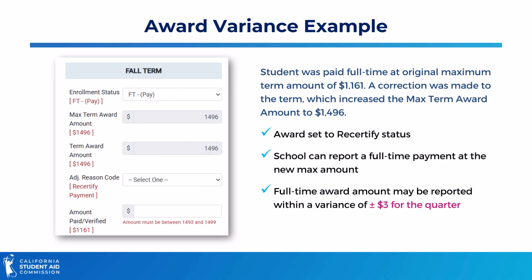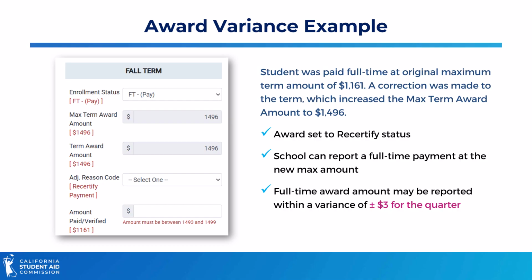Here we have a student that was paid full-time at their original maximum term award amount of $1,161. A correction was later made to that term, which increased the maximum term award amount to $1,496. Because the term was already paid, the award is set to recertify status. Again, we will discuss the recertify status in a later module.